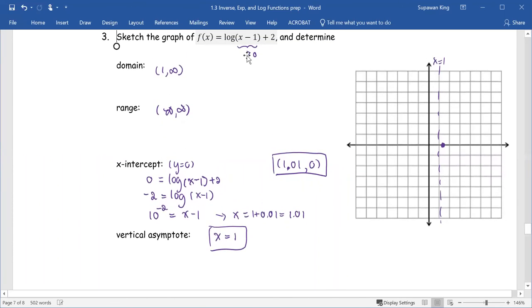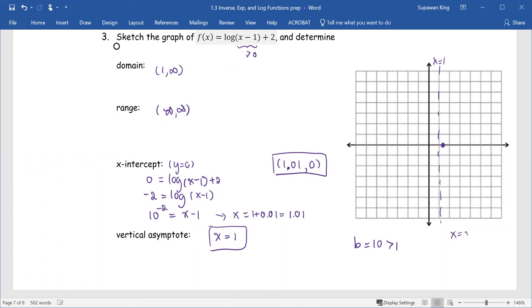To sketch the graph, since the base b is 10, which is greater than 1, the graph is increasing. Let's find another ordered pair. If x equals 2, y will be log base 10 of (2 − 1) plus 2, or 2. So the ordered pair (2, 2) will be on the curve of the log function.